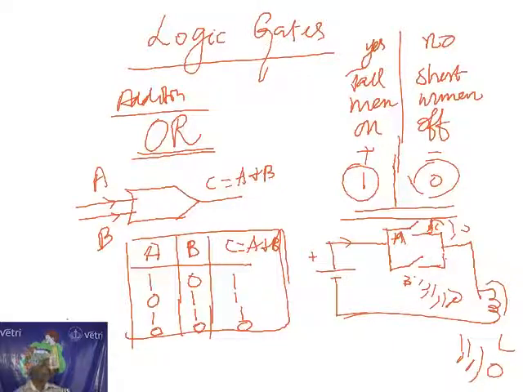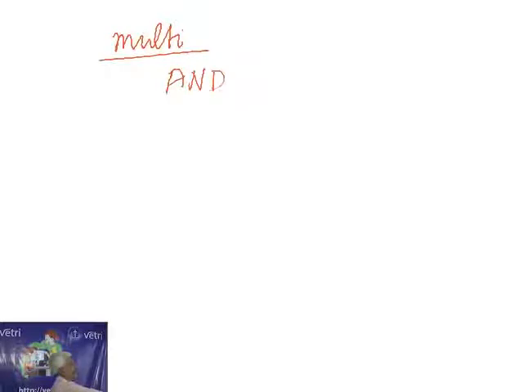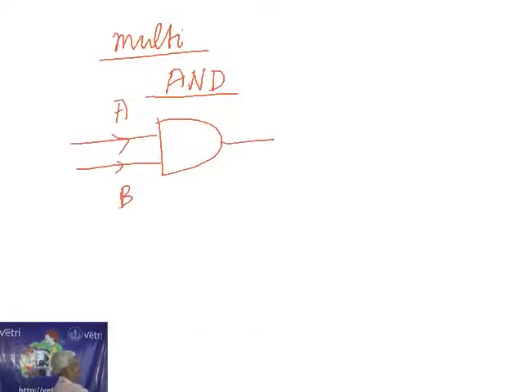So the OR gate is used for addition. Suppose multiplication: the gate circuit used to multiply something is called the AND gate, A-N-D. The AND gate symbol also has two inputs, A and B. That is C equal to AB, the multiplication. We are getting the output. That is called the AND gate, for multiplication.